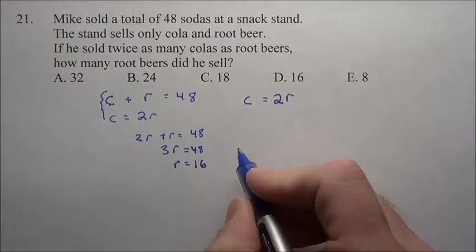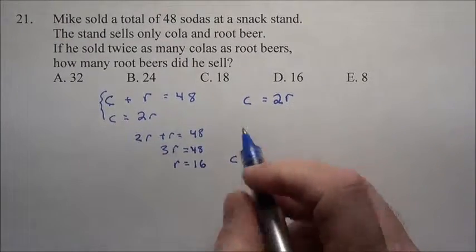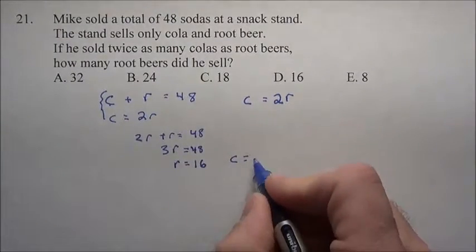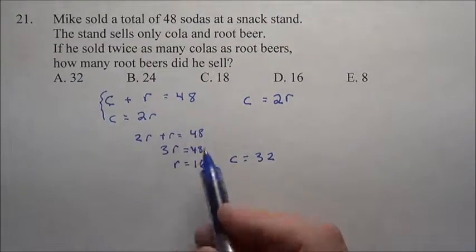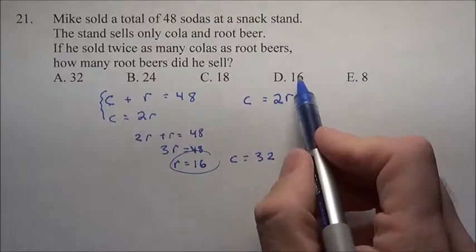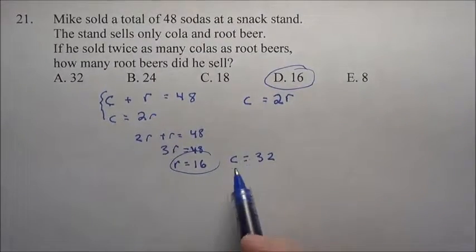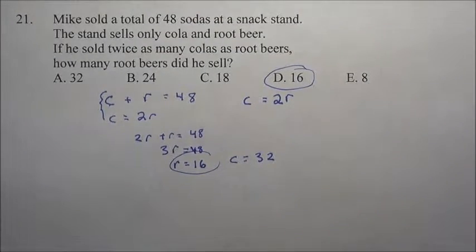He sold 16 root beers. That means the number of colas sold, he sold twice as many. 2 times the 16 is going to be 32. The question though says, how many root beers did he sell? 16 of them. Choice D. 16 root beers, 32 colas. There's problem 21.